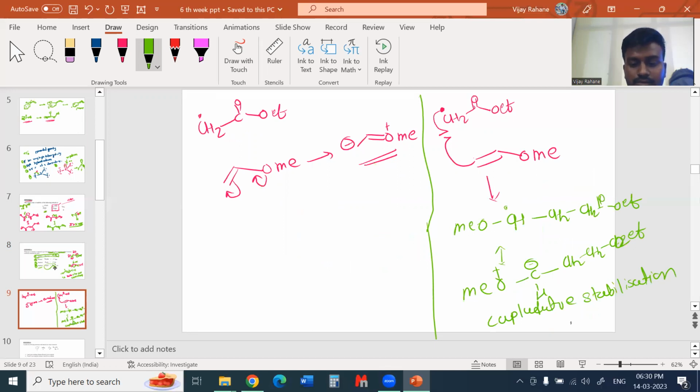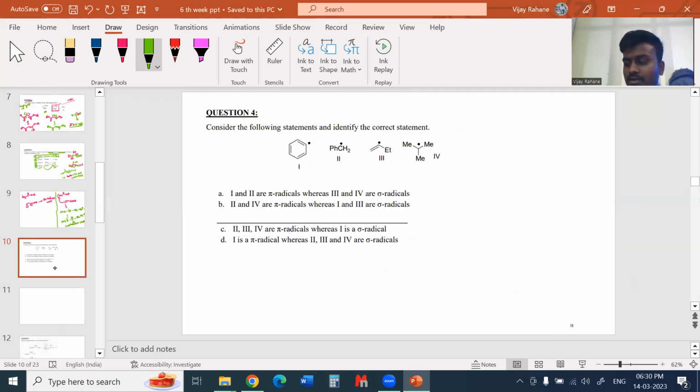In the next question, consider the following statements and identify the correct statement. They have given examples: first phenyl radical, then benzyl radical. This one is the allyl radical. This one is a tertiary radical, where methyl groups are adjacent to the carbon atom containing the radical.